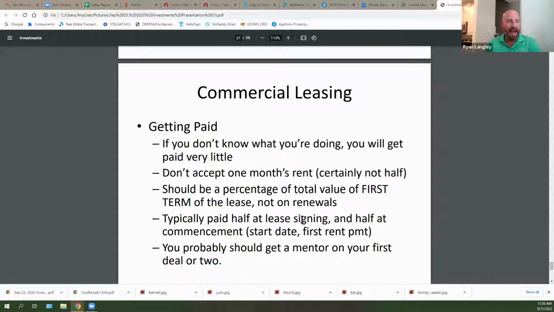Typically, it's paid half at lease signing and half at rent commencement, the start date and then the first rent payment. So if you negotiated 6 months of free rent, you're not going to get a full check, you're going to get half of it at lease signing. You get the other half in 6 months when they start paying rent. That is typical. Other things can be negotiated.